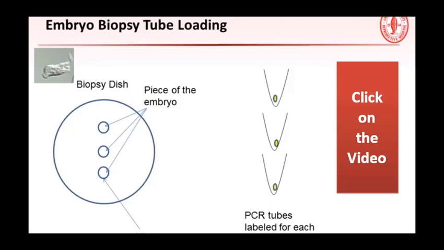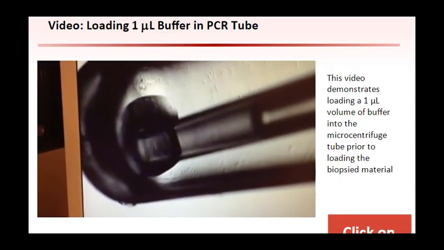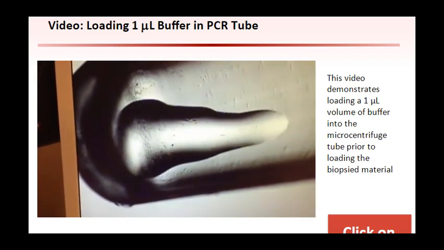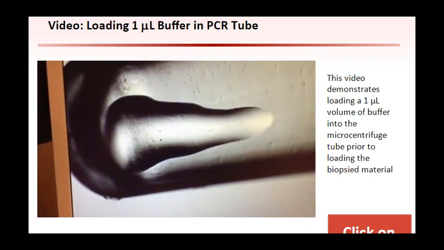In order to circumvent this, try placing the tube so that it leans against a 60mm dish. This will allow the tube to be at the proper angle to allow for easy visualization when loaded. This video demonstrates loading a 1 microliter volume of buffer into the microcentrifuge tube prior to loading the biopsied material.